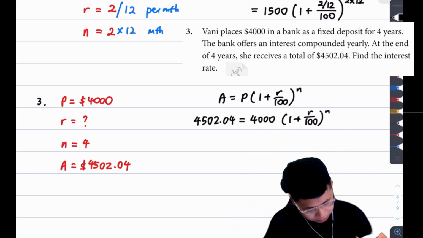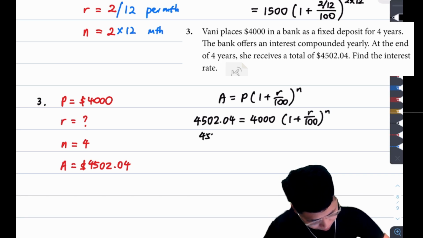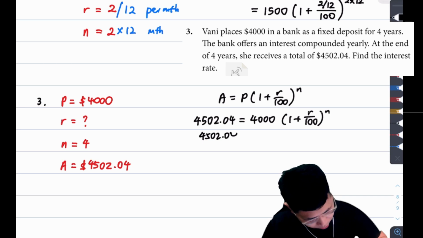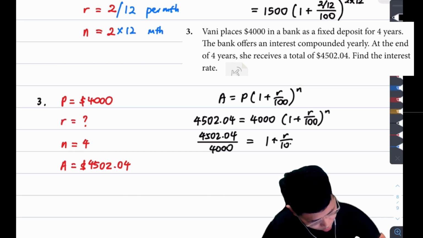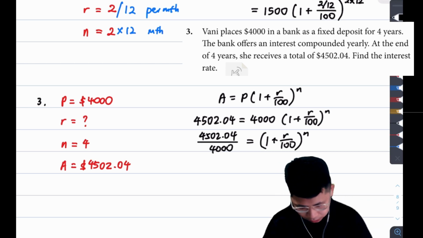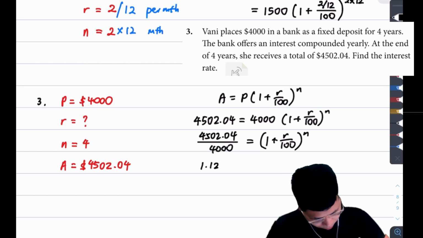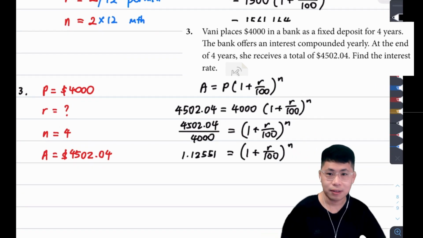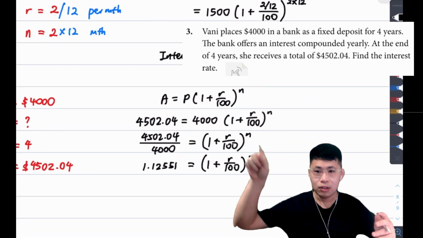So when you divide both sides by 4,000, you will get your 1 plus R over 100 to the power of n. So you have 1.12551 equals this thing over here. Okay, so divide by 4,000. Right, so what we can do next, the outermost now is our n.